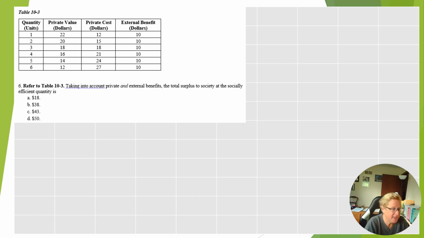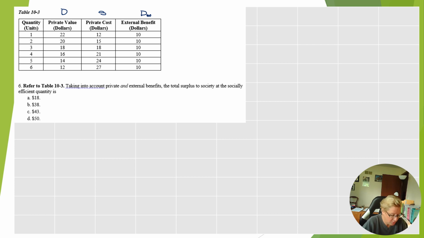Okay, let's go ahead and look at, I think it might be our last problem, maybe not. So here we have the quantity, private value, private cost, again recognizing private value is demand, private cost is supply. We have an external benefit, so that's going to be the demand, socially optimum, or the, what do we call it, the private value, public value, right?